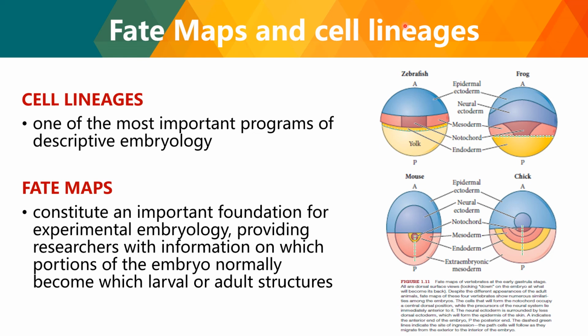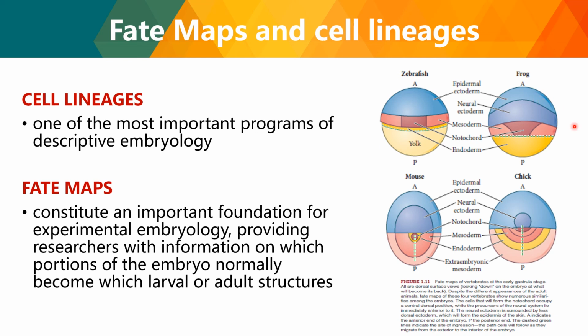So, despite the different appearances of the adult animals, fate maps of the 4 embryos that you see here, you have the zebrafish, the frog, the mouse, and the chick. So it shows numerous similarities among their embryos. Okay? So basically, the fate maps of the vertebrates here that you see are early gastrula stage. So of course, the colors depict the different germ layers.